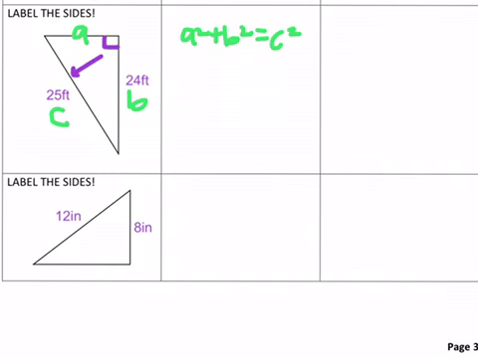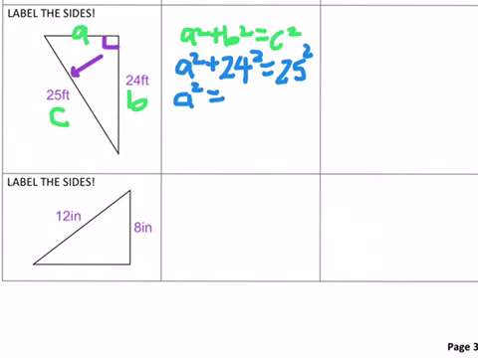So now I'm going to plug in my different values and substitute them into the Pythagorean theorem. So I'm going to have a squared, because we don't have a value for a, plus 24 squared equals 25 squared, because those are our values that we've received. Now we're going to do the math. So again, a squared comes down because we can't really simplify that right now, but 24 squared is the same thing as 24 times 24, and that is 576.